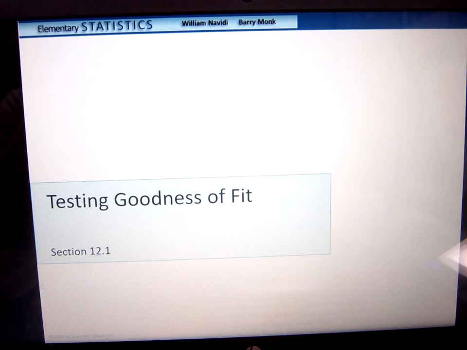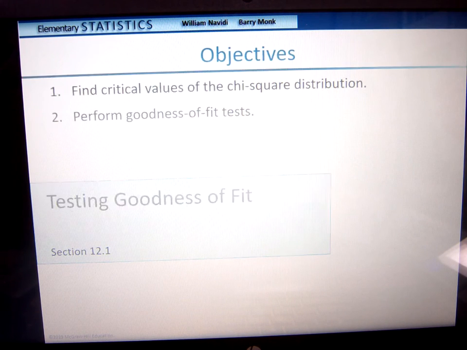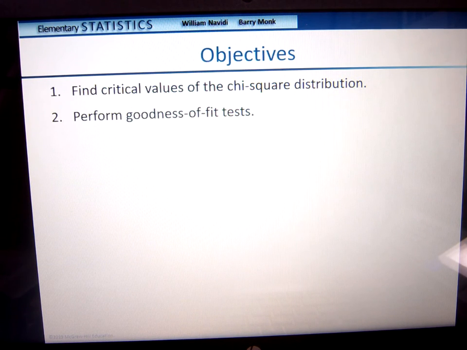Hi everybody, we are on chapter 12, section 1, testing goodness of fit. You might have noticed that we skipped chapter 4. We will be going back to chapter 4 after going through this to take a look at scatter plots and lines of best fit. It just fits in better with what we're doing now. Find the critical values of the chi-square distribution and perform goodness of fit tests.